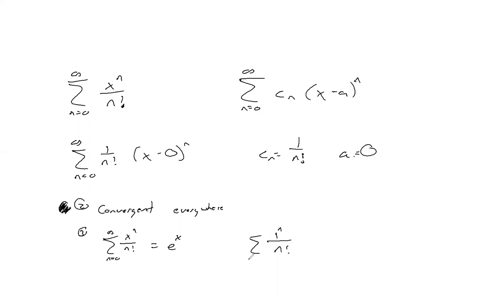I plugged 1 into my series. This series is going to be convergent. I could figure that out by ratio test, right? This series is going to be convergent, and it's going to have a sum. And it turns out that sum is going to be exactly equal to e to the power 1. So if I plug 1 into my series, it's the same as if I plug 1 into this function here.